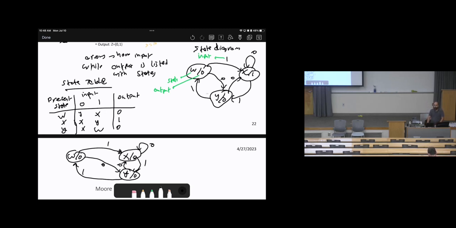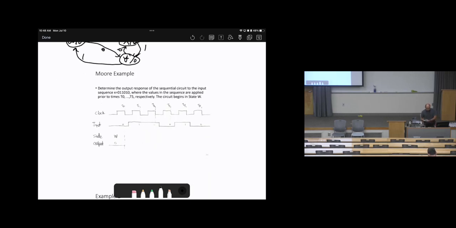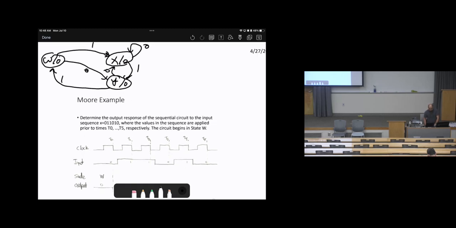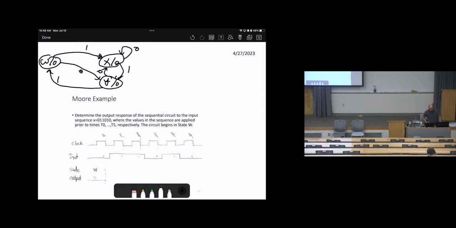Any questions? No. Okay. Let's go to the timing diagram using the Moore model, the Moore example. In the Moore example, the timing diagram is actually much easier than the Mealy model. So basically, let's assume the initial state is the state W, which is state W here.